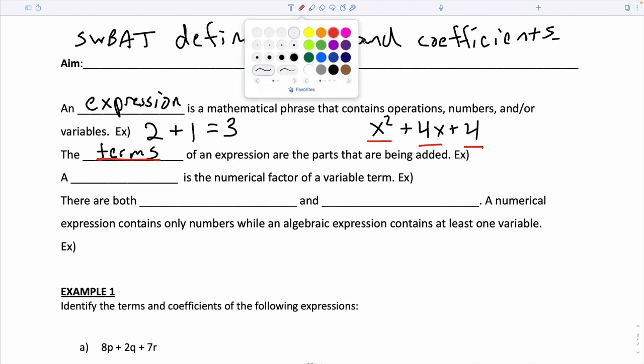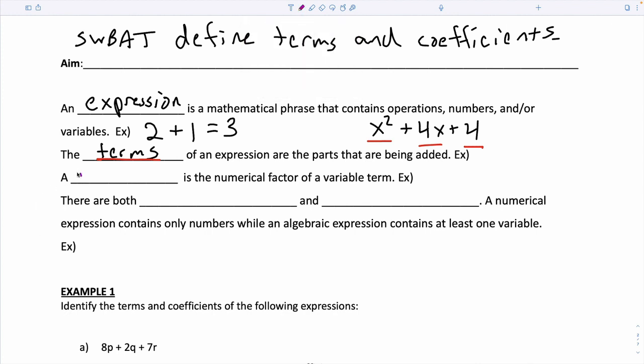A coefficient. You guys heard coefficient last year when we did equations. Anyone know what a coefficient is? An example of it? It's a fancy word that just means the number in front of a variable. So the coefficient for 2x would be 2. The coefficient of 4x would be 4. Of x squared would be 1.